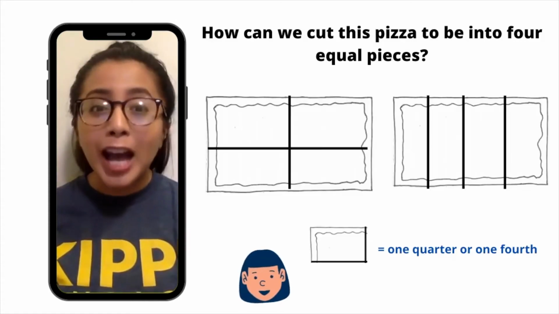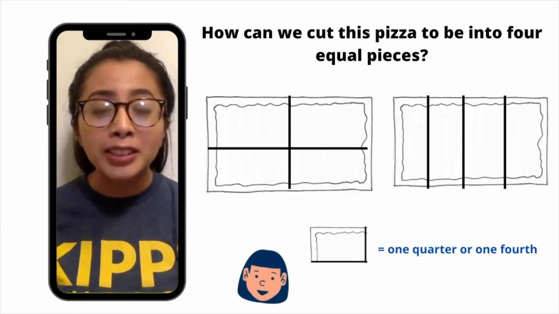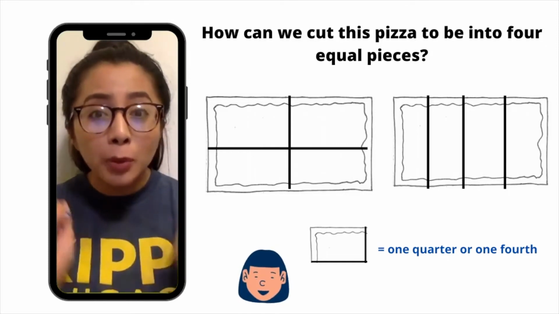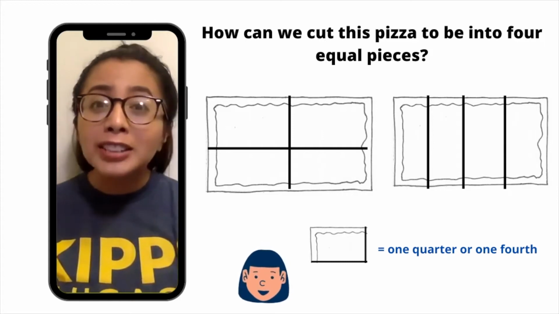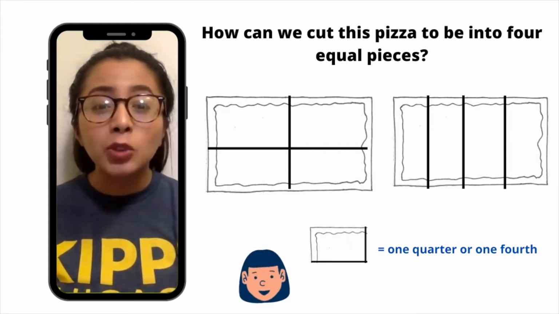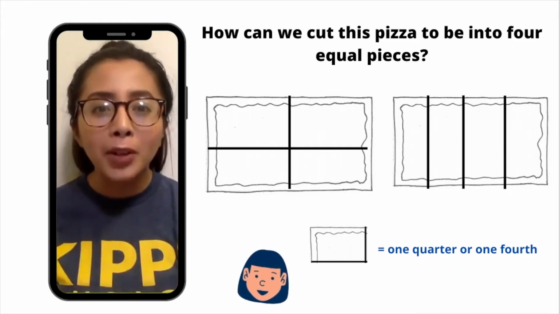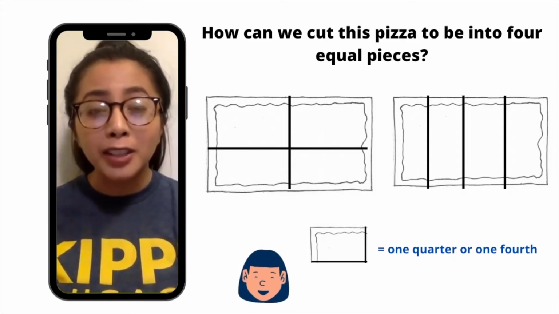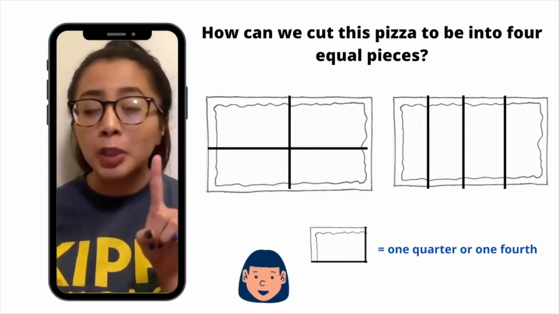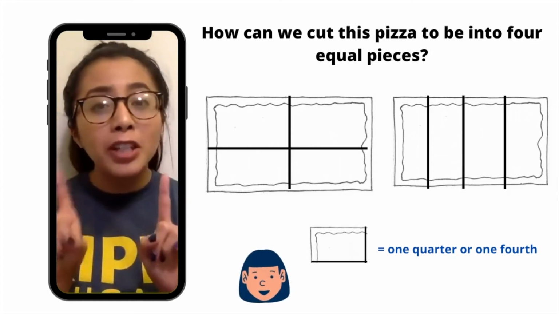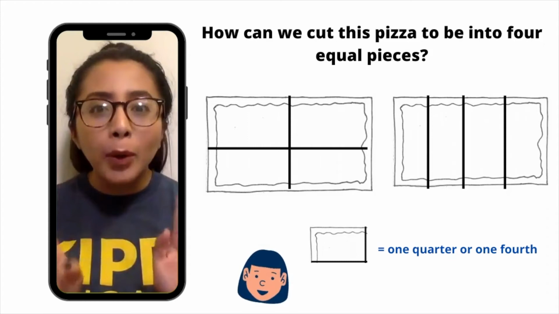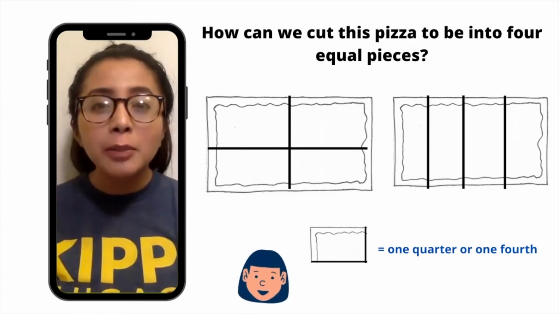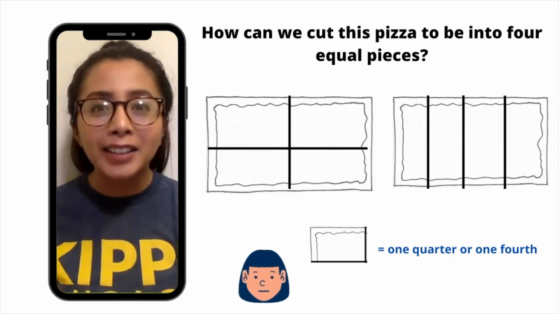All right, Kipsters, how were you able to cut this pizza into four pieces? I want you to show me with your paper. All right, now let's see the way that I cut this pizza into four equal parts. Notice the way that we could have cut this pizza. I could have done it like the first picture that you see, or like the second picture that you see. In both pizzas that I cut into four pieces, notice that the pieces are the same size.